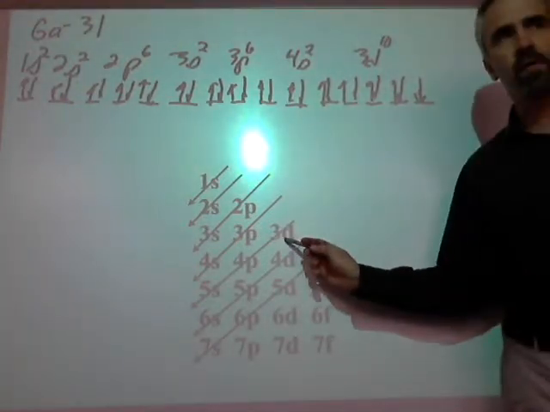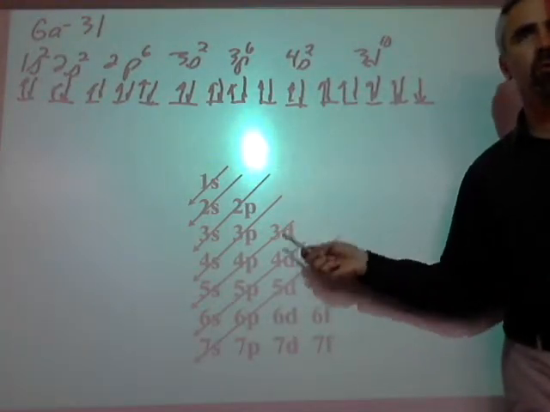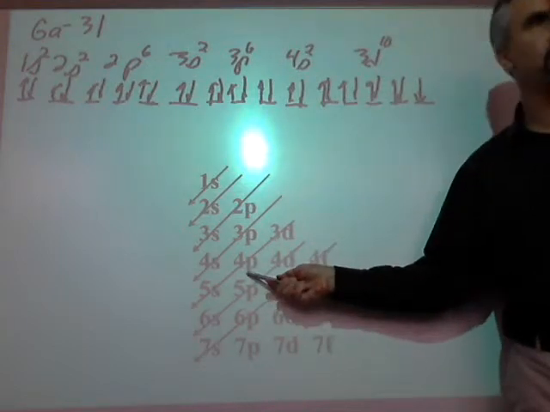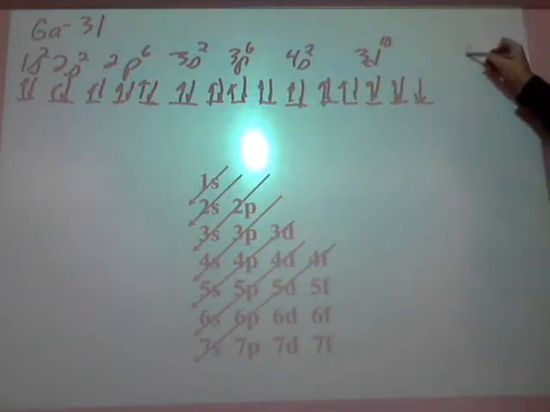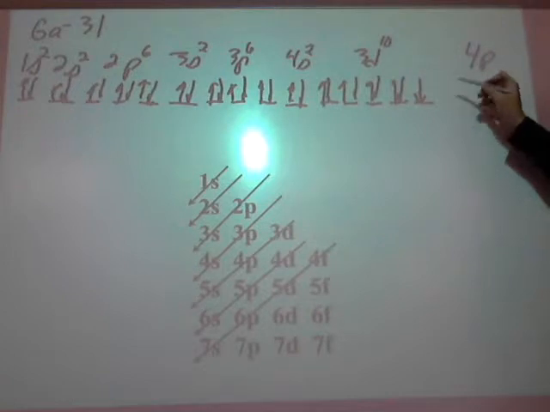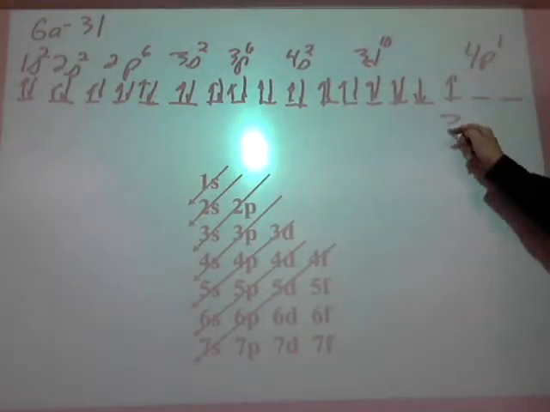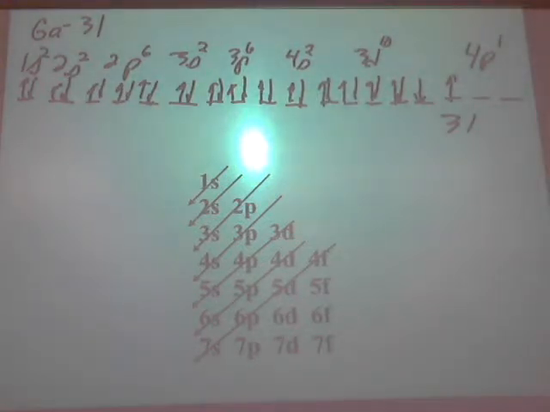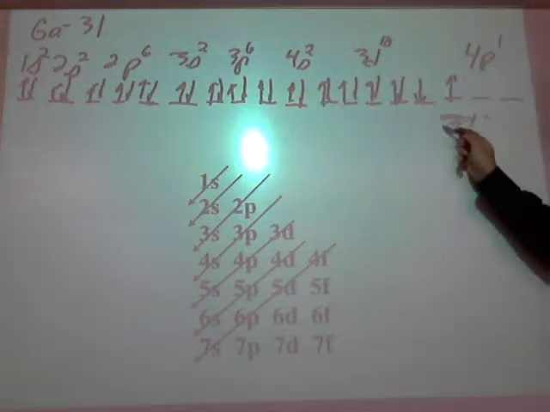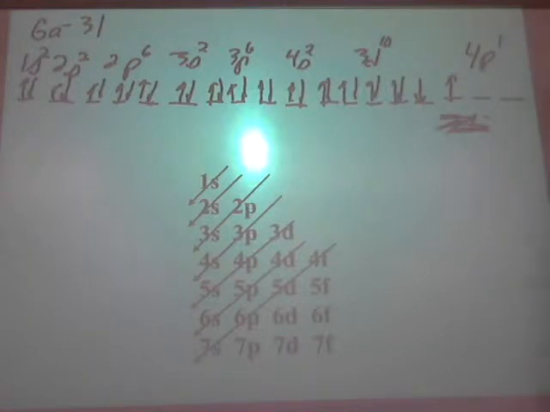After the 3d fills, again, no memorization. Use the rule. After the 3d fills, 4p. How many fit in the 4p? I'm sorry, how many blanks go underneath it? 3, because all p's have 3. And then? 1 arrow. 1 arrow. Only 1 needed there, because that gives me a total of 31. And that's how many I wanted for gallium, and I'm done. Okay? And that's what gallium would look like. Isn't that nice? All right.